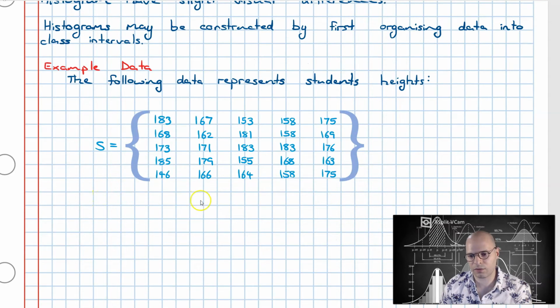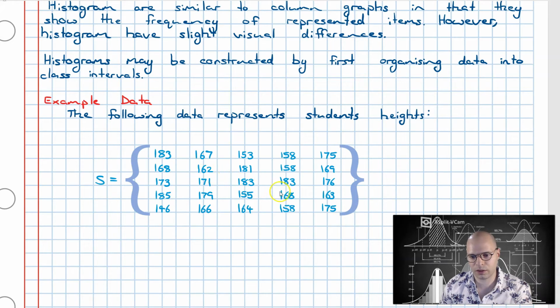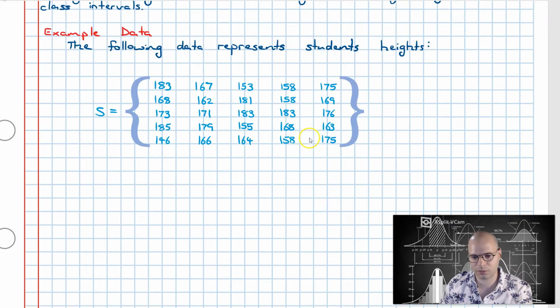Now, the data we have represented over here are the heights of students within a class. The lowest height that we have in this class is 146 centimeters, and the tallest student we have in the class is roughly 185 centimeters by inspection. What we're going to do is represent this data graphically using a histogram, but before we can do that, we first need to organize this data into a class interval table.